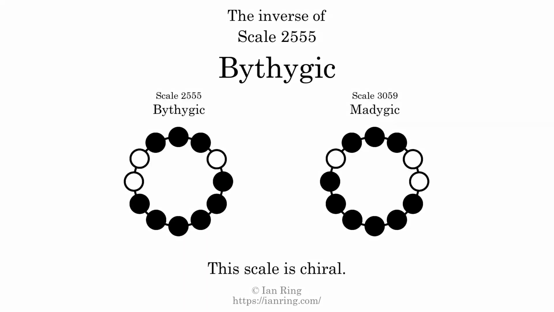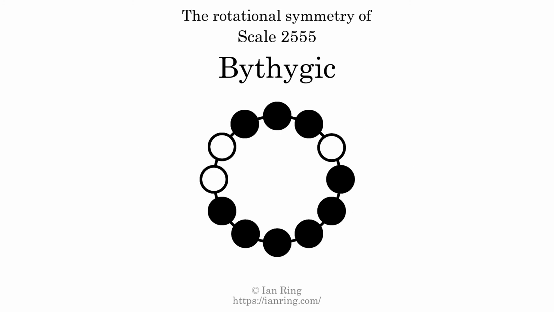The inverse of a scale is a mirror image. It is what you get when the sequence of intervals is reversed. The inverse of this scale is scale 3059, also known as Bythygic. This scale is chiral. It cannot transform into its inverse by rotational transformation. This scale has no rotational symmetry.